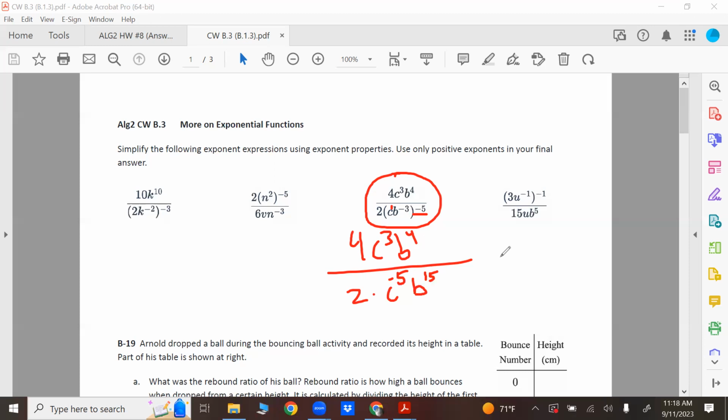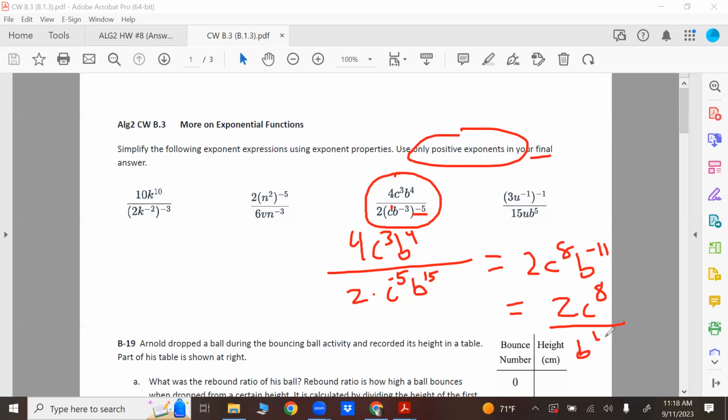4 over 2 is easy. What's 4 over 2? 2, right? What's c3 over c negative 5? That's c to what? 8. And then b4 over b15 is b to negative 11, right? However, we don't want negative exponents, only positive exponents in the final answer. So it's 2c8 over b11. And that's all I got.